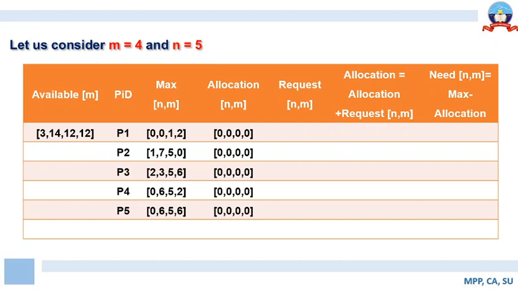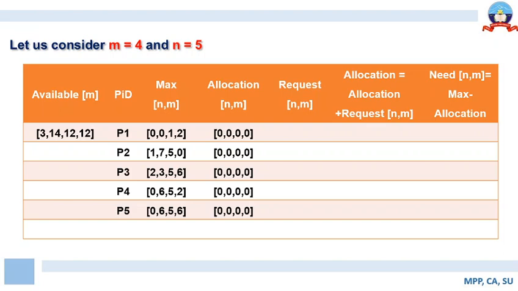In today's class, we will discuss an example to further elaborate on the working of Dijkstra's Banker's algorithm. Let us consider that in a system there are 4 resources and there are 5 processes. So, m is equal to 4 and n is equal to 5.